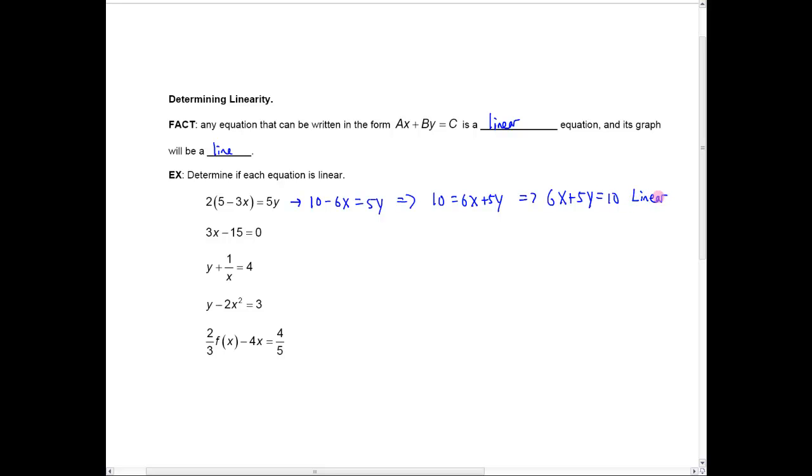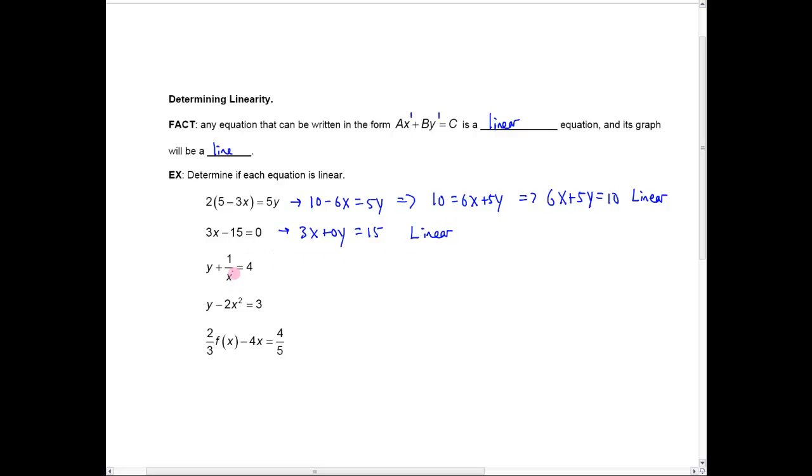Okay? So anything that I can make look like this, and the key is that there's an x to the first power and a y to the first power. So like right here I can look and say, oh, well, there's an x to the first power, there's no y, but notice that I could write this as 3x plus 0y equals 15, and so that's going to be linear. In fact, that's a vertical line, isn't it?